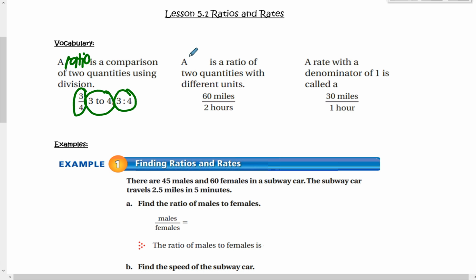Our next vocab word is a rate. And a rate is a ratio of 2 quantities with different units. Okay, so for example, this would be 60 miles every 2 hours. Okay, we did use those keywords for every last year when we wrote these as sentences or word phrases. So we might want to remember that as we're going.